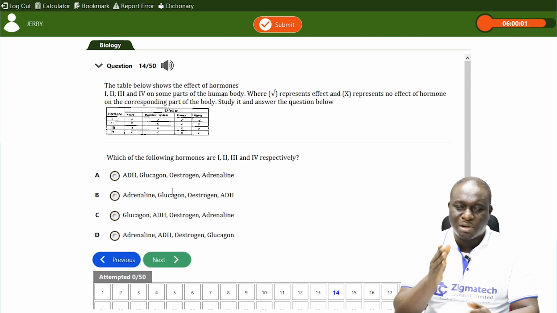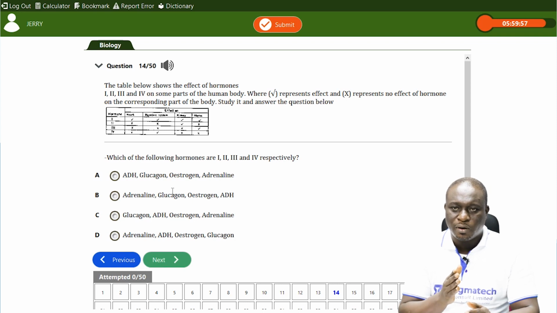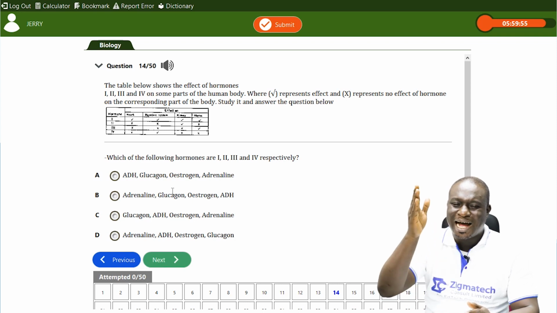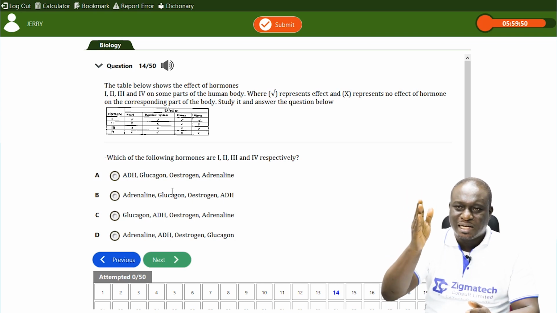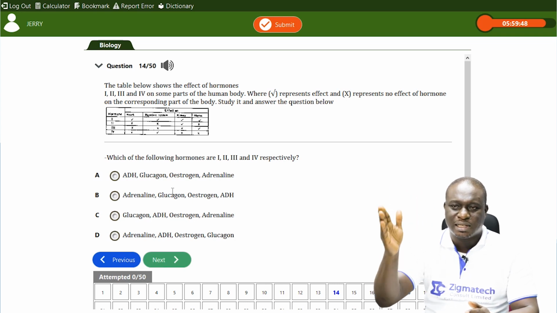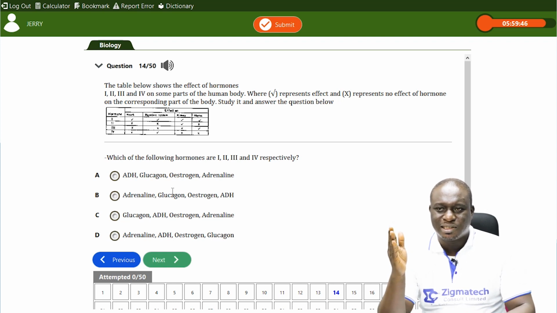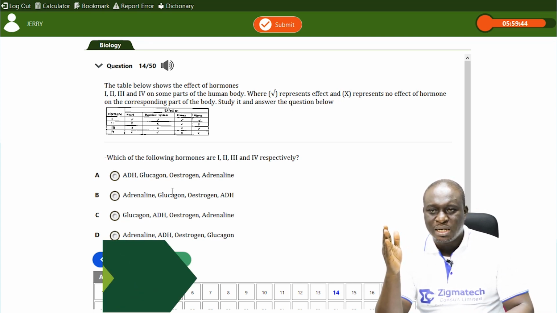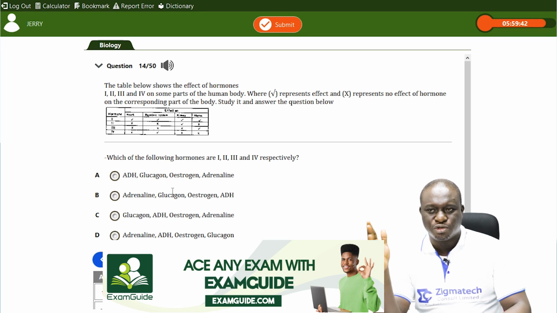The hormones are Roman figure 1, 2, 3, 4. Okay? Then the next one is heart. Please take note. The next is heart. And after the heart, we have the digestive system. After the digestive system, we have the kidney. And after the kidney, we have the uterus.